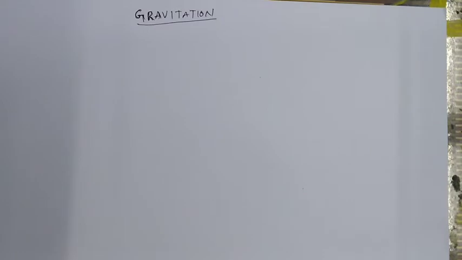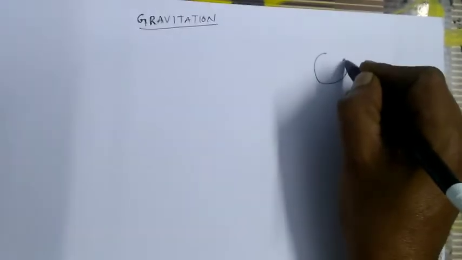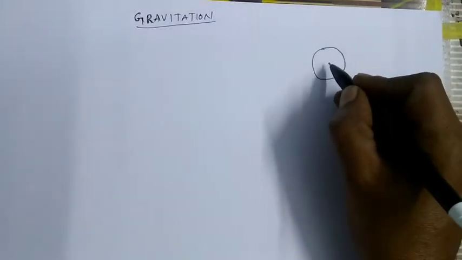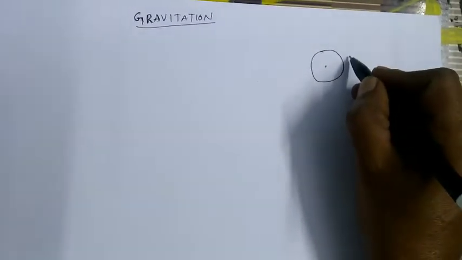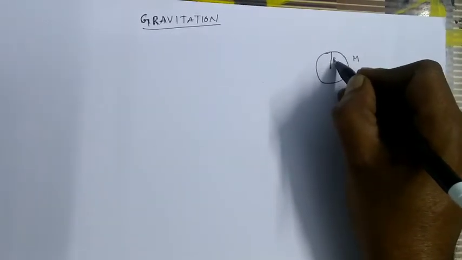Hello, good morning, students. Now, our topic today is gravitation. In this gravitation, first of all, I would like to discuss the Earth. For example, the shape of the Earth is generally spherical in nature. Let us say the mass of the Earth is capital M and the radius of the Earth is capital R.